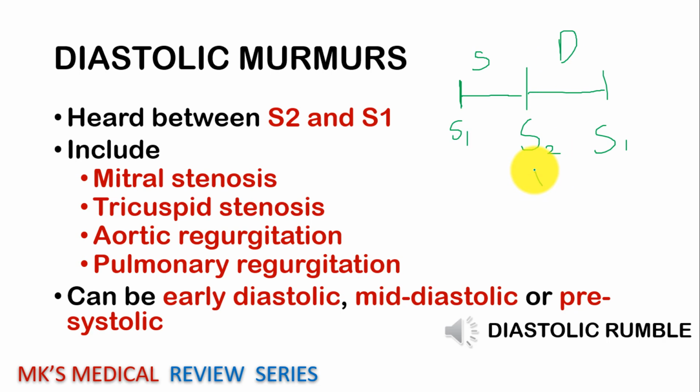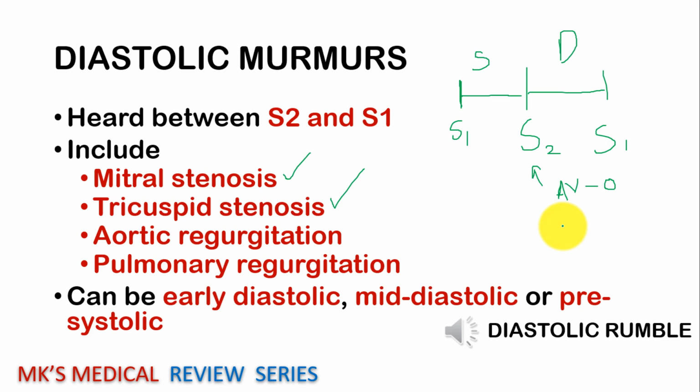Remember here at S2, you're supposed to now have opening of the AV valves. So the atrioventricular valves are supposed to open. So what does this mean? If the mitral valve is stenotic, mitral stenosis, you get a diastolic murmur. If the tricuspid valve is stenotic, you get a diastolic murmur. Because remember that valves, when they open, are not supposed to make a sound unless they are narrowed or calcified. That's when they will make a sound when they open.